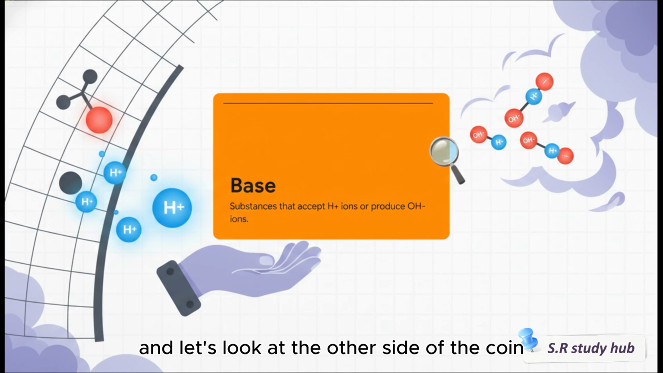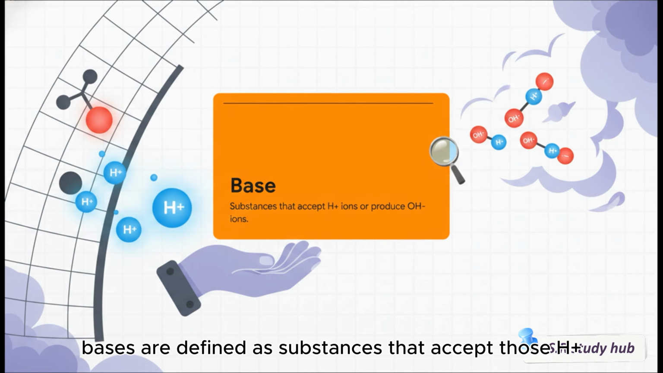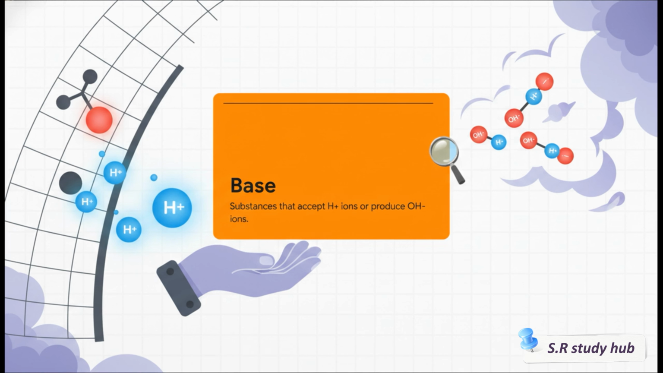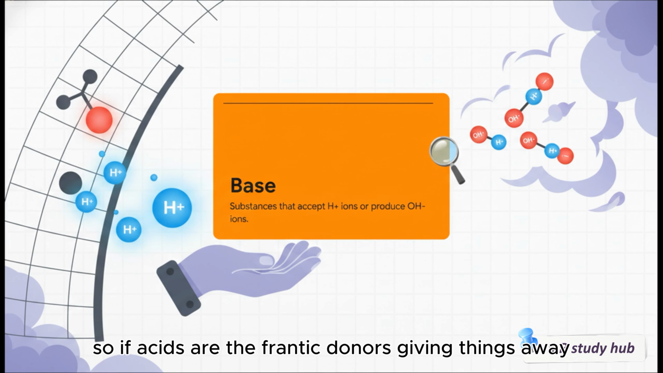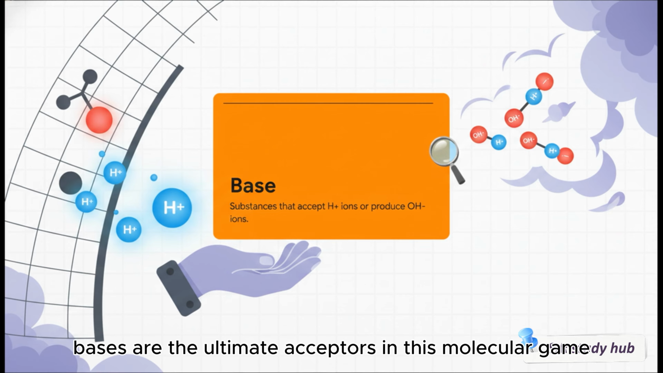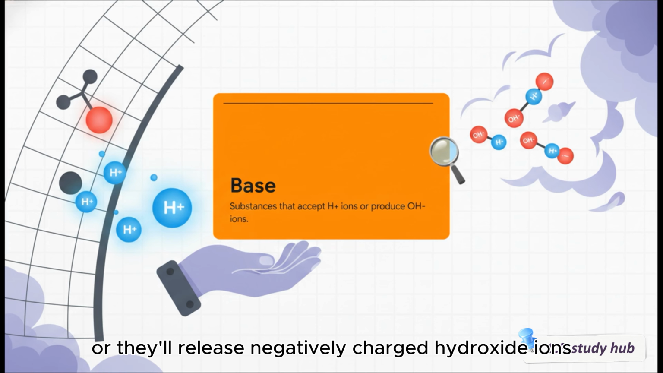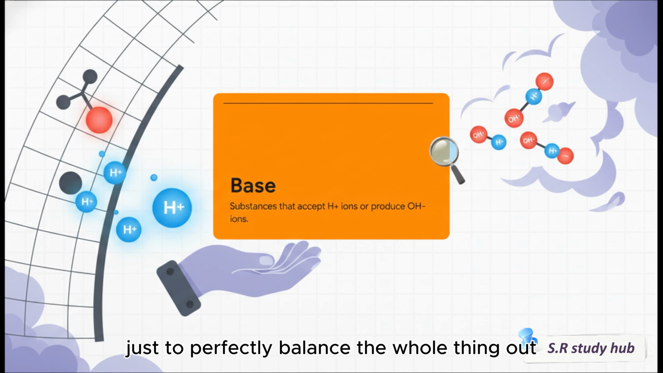Now flip that over and let's look at the other side of the coin. Bases are defined as substances that accept those H+ ions in solution, or they produce OH- ions. So if acids are the frantic donors giving things away, bases are the ultimate acceptors in this molecular game. They are more than happy to just take in those positively charged hydrogen ions, or they'll release negatively charged hydroxide ions just to perfectly balance the whole thing out.